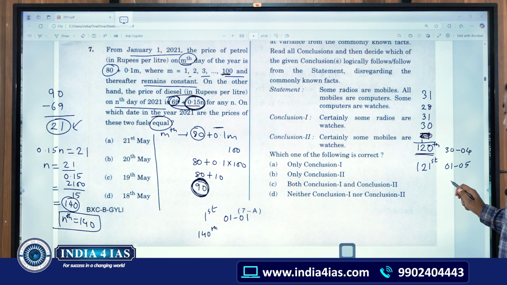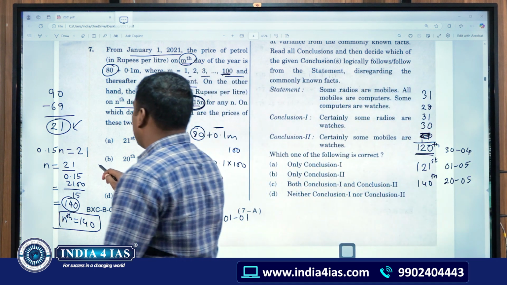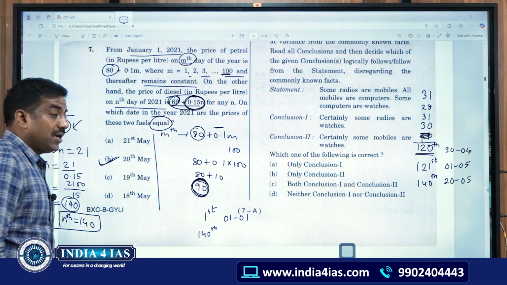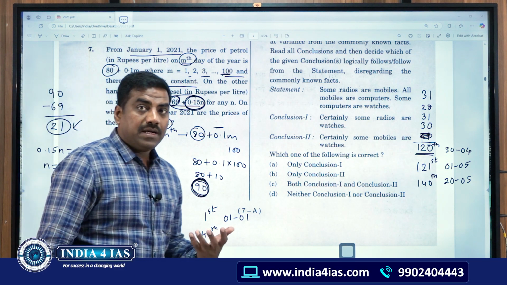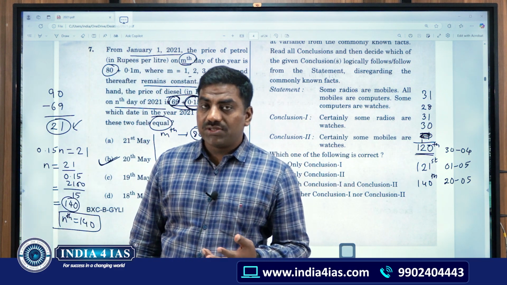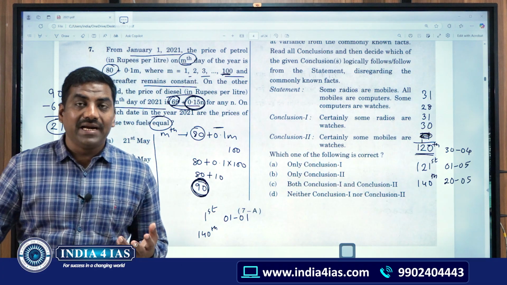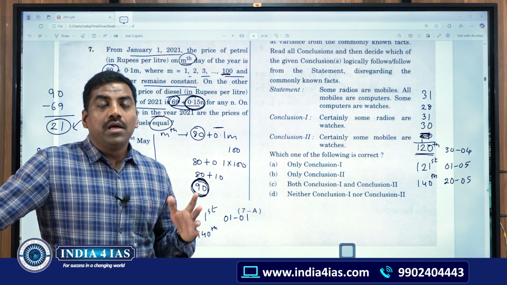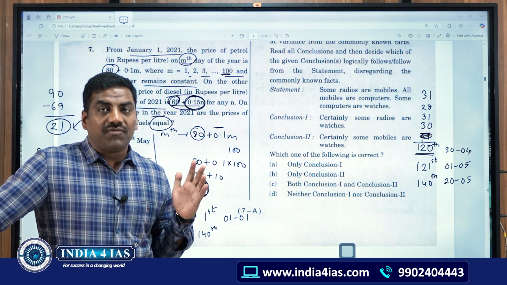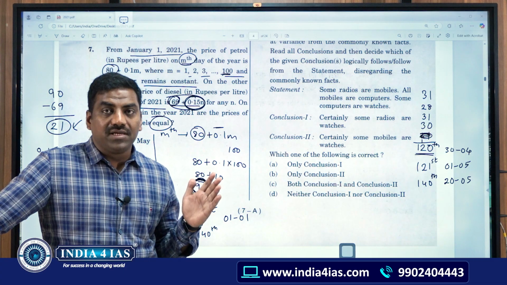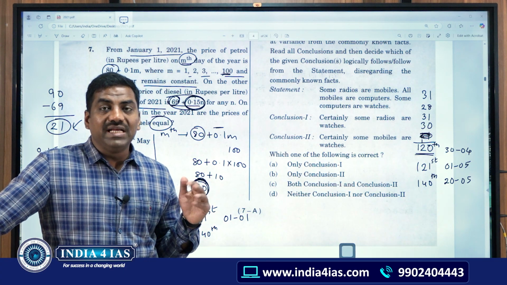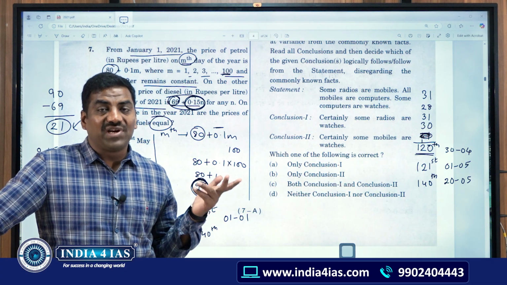So similarly, I need the 140th day. So the 140th day will be 20th May. This is the answer. See, this question is not simple. It is about two equations and also it is about the calendar. So the petrol rate will become constant after the 100th day, that is 90. But diesel will vary every day even after 100 days.